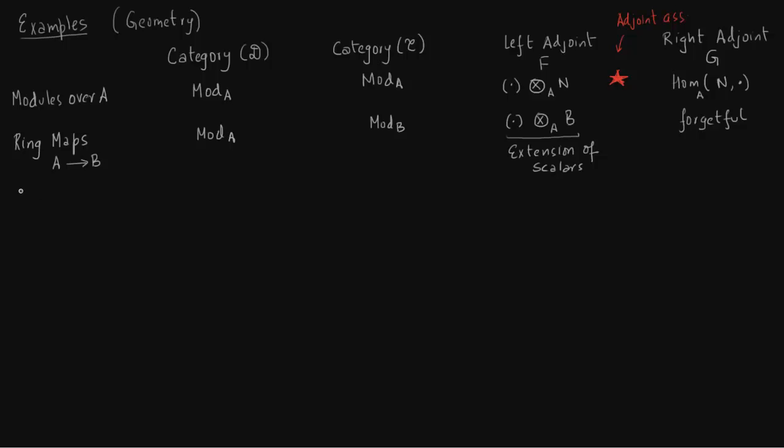So now we come to the important example for this course, essentially presheaves on a topological space, and later on we will talk about sheaves. So we have presheaves on topological space T, and then you have sheaves on topological space T. The sheafification is the left adjoint and the forgetful functor is the right adjoint.